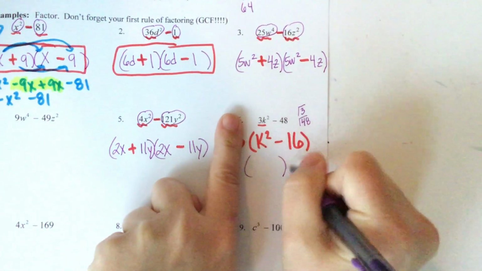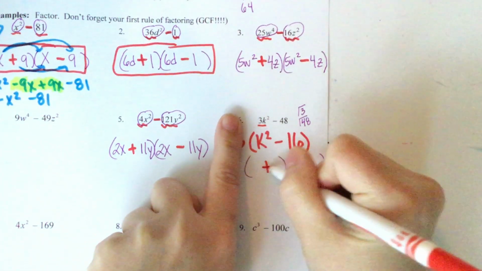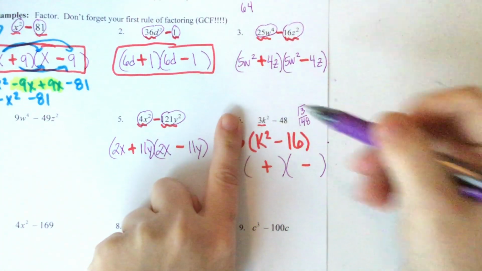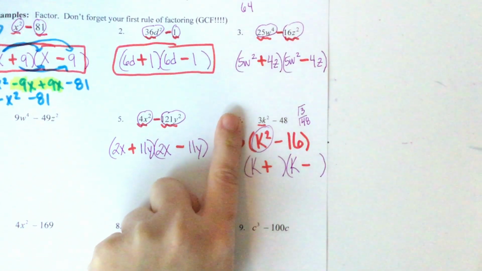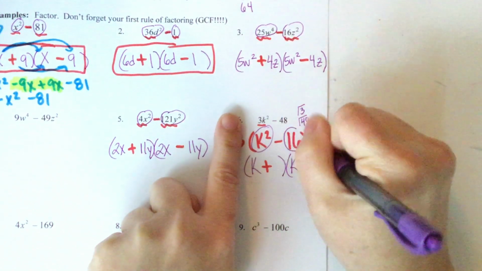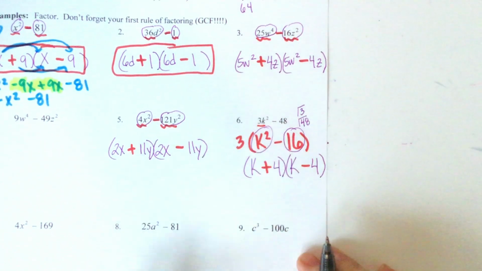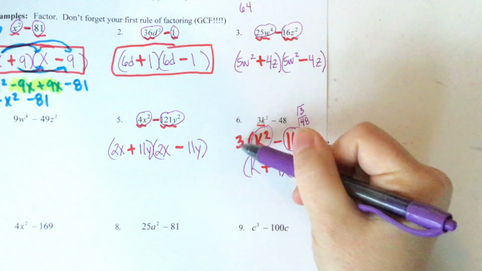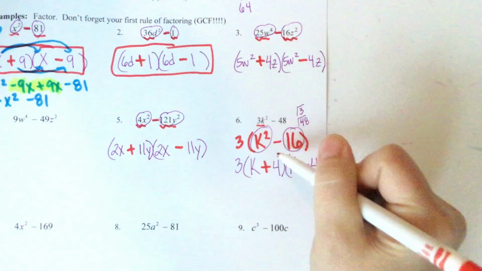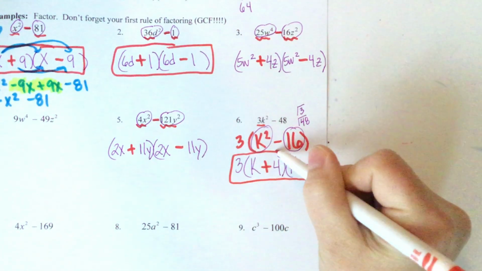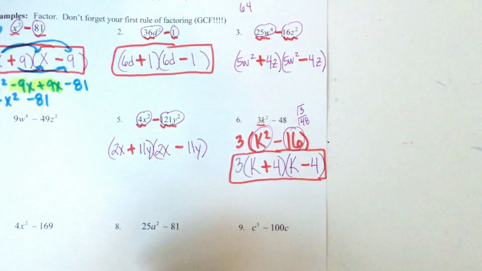Okay, so I'm going to build my 2 sets of parentheses. One is getting a plus, and one is getting a minus, and then take the square roots. What's the square root of k squared? k, because k times k is k squared. And then what's the square root of 16? 4, because 4 times 4 is 16. And then this GCF that we took out at the very beginning, we need to drop it down. So, shoo, drop your 3. And that's your answer. So this one had a GCF and a difference of squares. So we're going to start looking for more than one thing if we have a GCF.